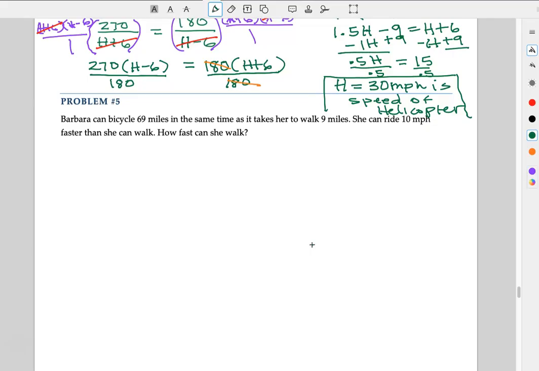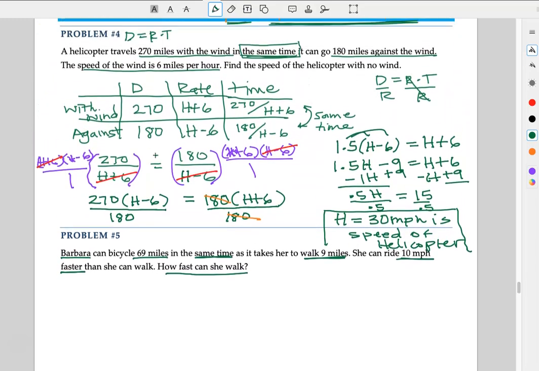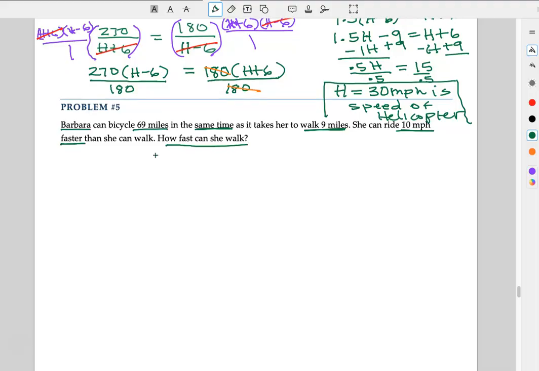We've got Barbara can bicycle 69 miles in the same time as it takes her to walk 9 miles. She can ride 10 miles per hour faster than she can walk. How fast can she walk? All right, so we're still dealing with distance equals rate times time. We're not dealing with the wind here. This time we're comparing the speed of her bicycle to how fast she can walk.